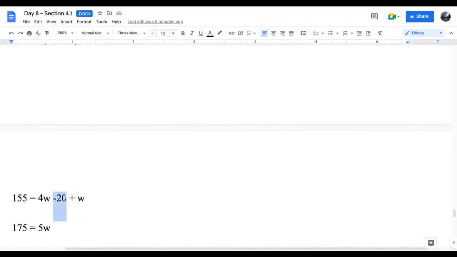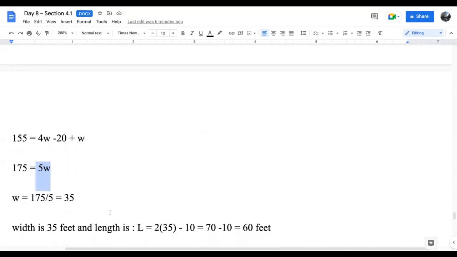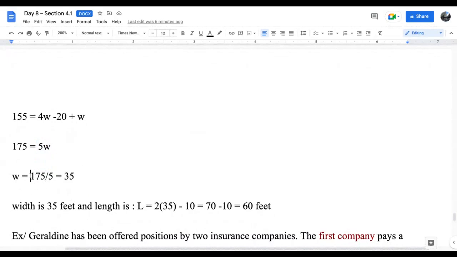Now we move negative 20 to the other side, it becomes positive. 155 plus 20, 175. 4W plus W, that's 5W. So W equals 175 divided by 5, which is 35. With width, we can find length, because the length is 2 times the width minus 10. So 2 times 35, 70, minus 10, 60.